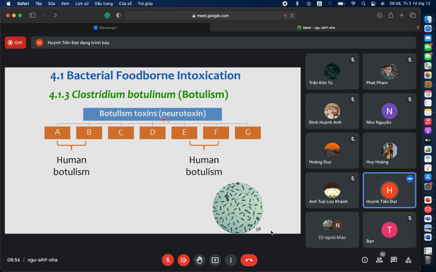So the botulism toxin has a mode of action as a neurotoxin, involving the brain. And types A, B, E and F are the ones for human botulism, but other types are available.